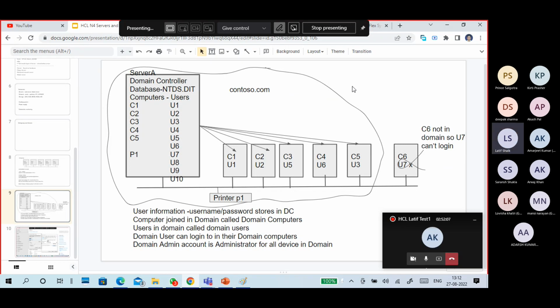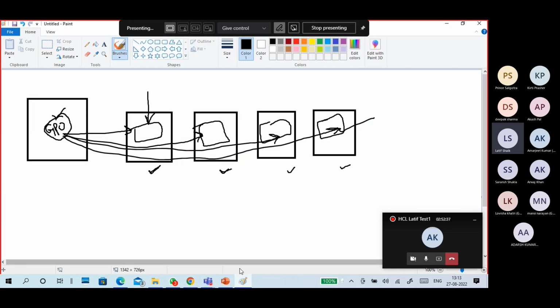Example.com, contoso.com, example.com, nwtraders.com, adatum.com. These domain names are for lab purposes, private purposes, not for production and not for public access. If you want public access, you have to purchase a domain name and register it with a public IP address.